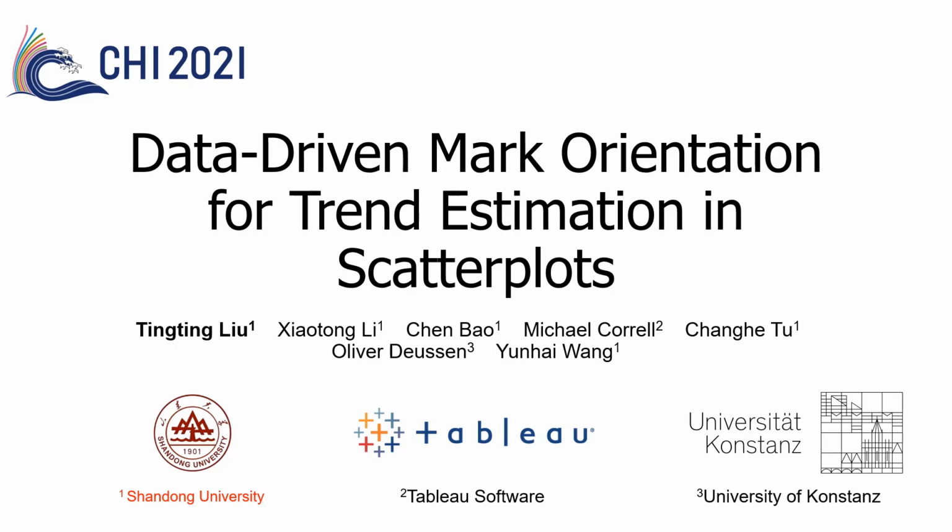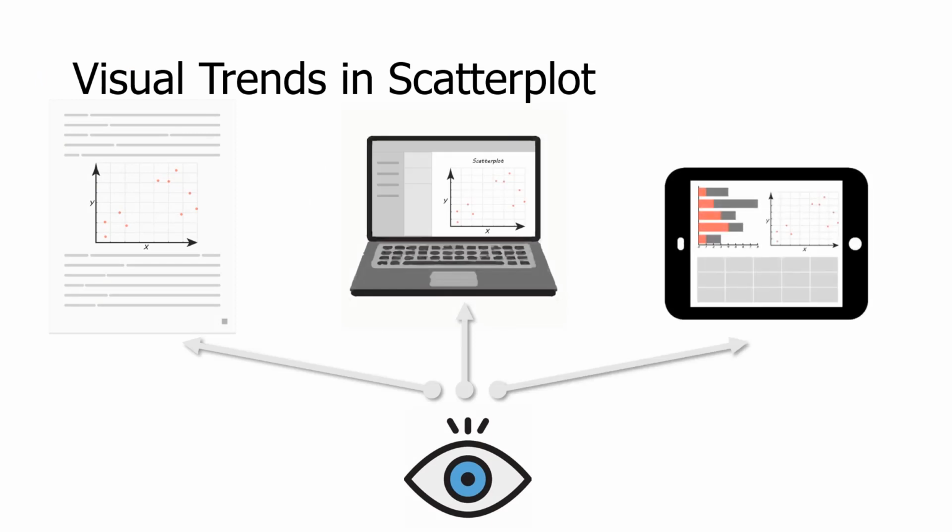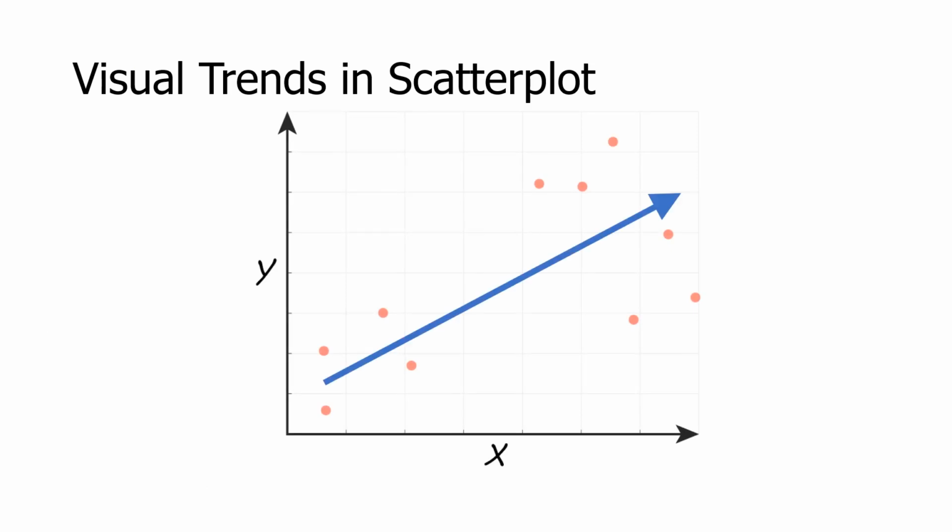My topic is data-driven macro-orientation for trend estimation in scatterplots. Scatterplots may appear on paper or electronic devices. They are often used to communicate trends.